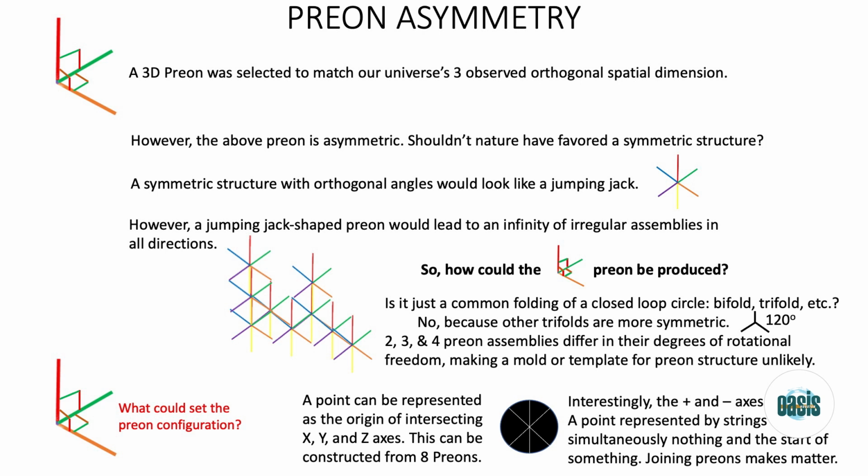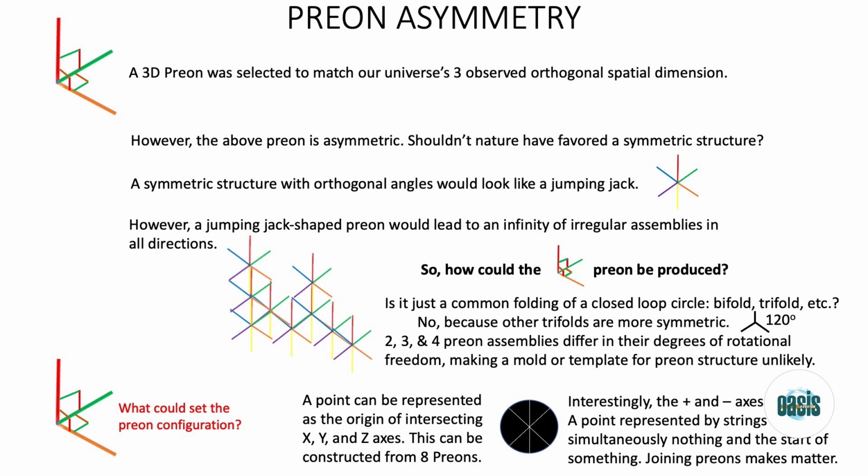So that doesn't work. It also doesn't seem like there's some sort of a template or mold for making these, because the things that we're going to build out of 2, 3, and 4 preons have different degrees of rotation to them, different degrees of freedom. So that seems unlikely. So what could set the preon configuration?